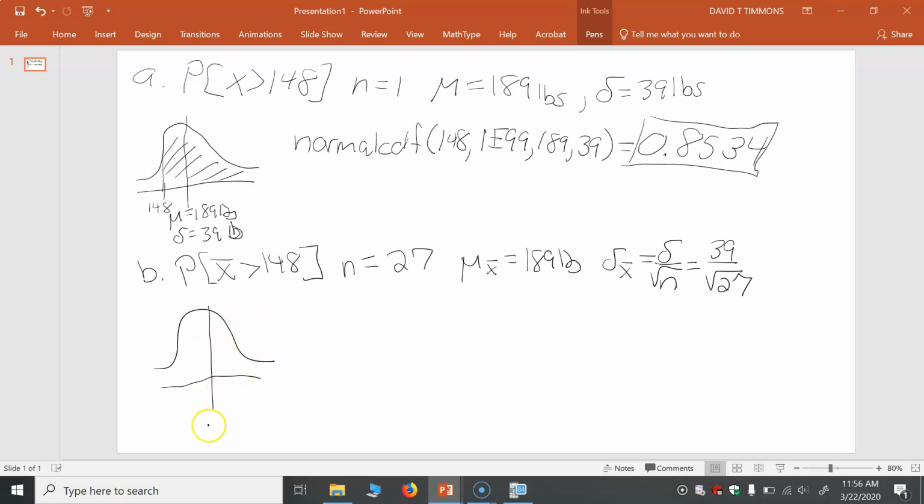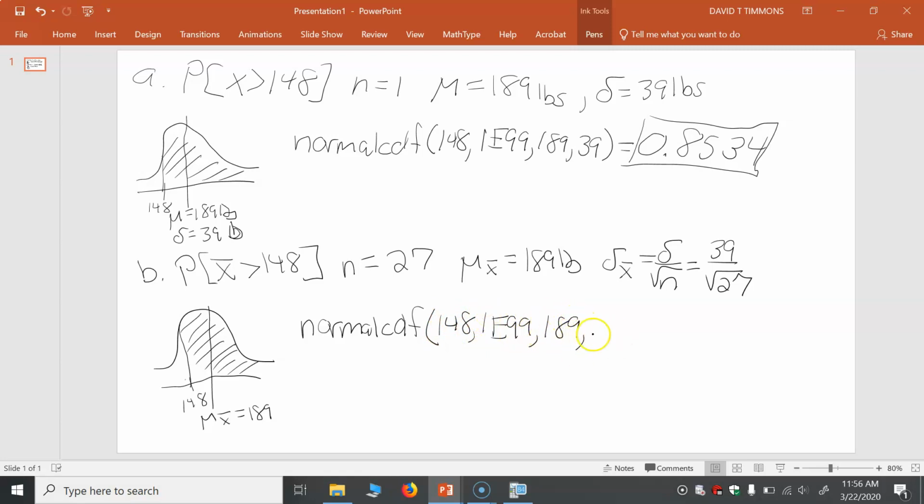And although my drawing isn't going to show it very well, here's mu x bar equals 189. And again, 148 will be here. One thing you would see is that this distribution would have a much narrower shape. It's going to have much less variation. But now we'll still use normal CDF, and our lower bound is 148, upper bound is 1E99.